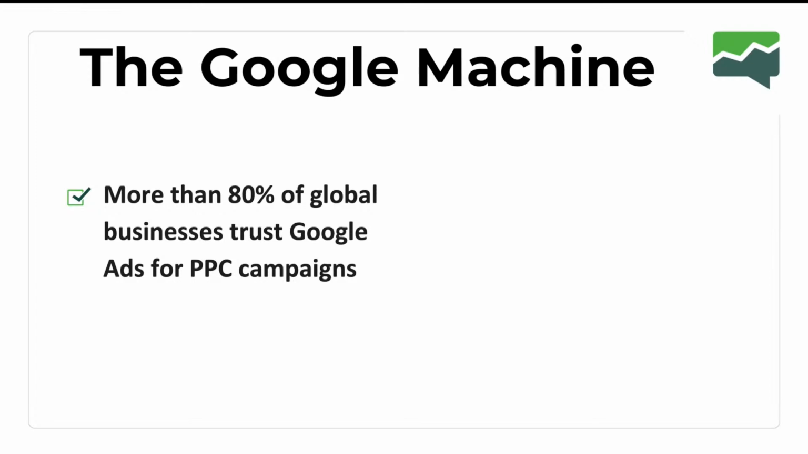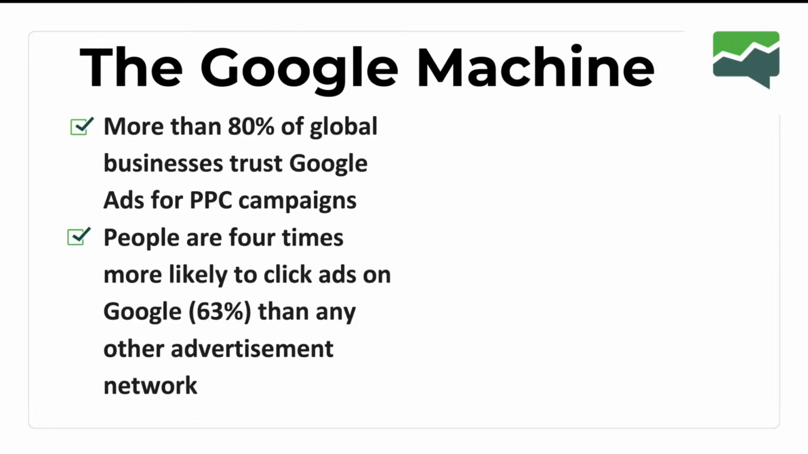And understanding the depth of the Google machine also links to that really well and offers some perspective and context in regards to how the conversions happen and how well that Google machine can learn. So there's only three, really briefly. More than 80% of global businesses trust Google Ads for their PPC campaigns. People are 4 times more likely to click ads from Google than any other advertisement network.